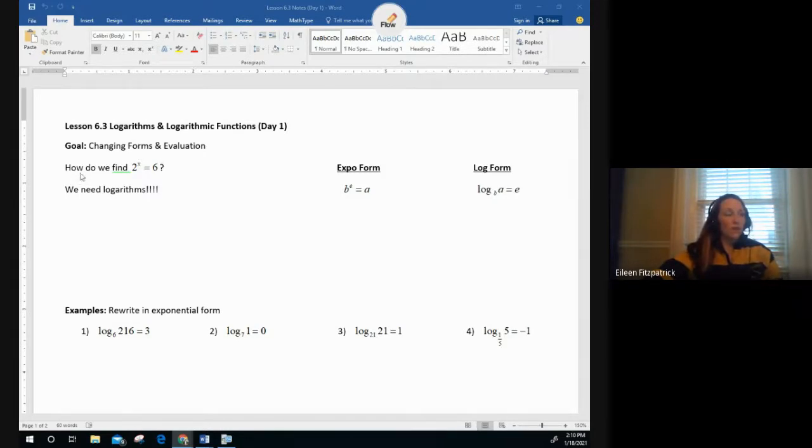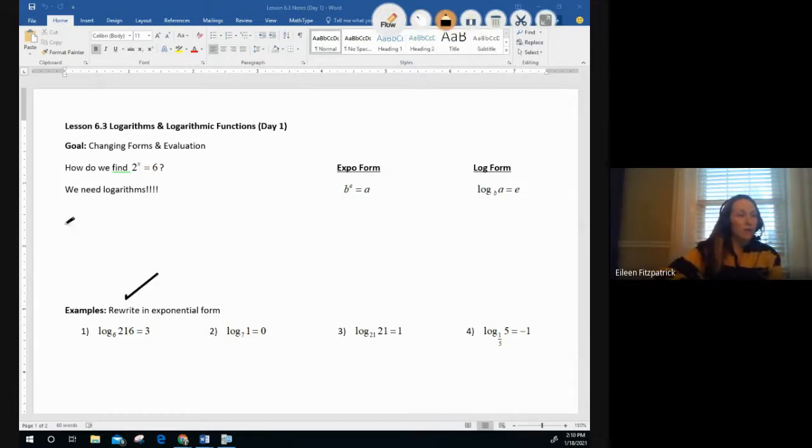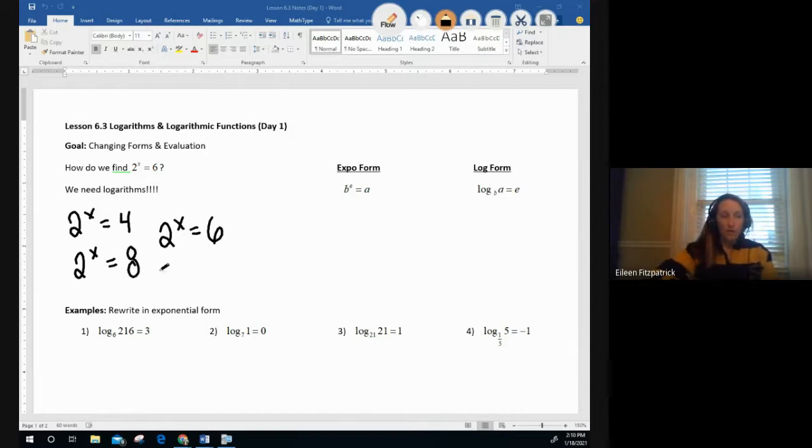So first off, if I asked you to find 2 to the x equals 6, like 2 to the what equals 6? Well, hopefully you're like, I'm not sure, right? Because if I was to ask you 2 to the what equals 4, that's a fact that we know off the top of our head. We know 2 squared equals 4. Or if I said 2 to the what equals 8, 2 to the third equals 8. But if I say 2 to the what equals 6, it's not a fact that we know. And I'm not really sure how to solve that because we haven't solved equations where the variable is up in the exponent. So we need logarithms to do that.